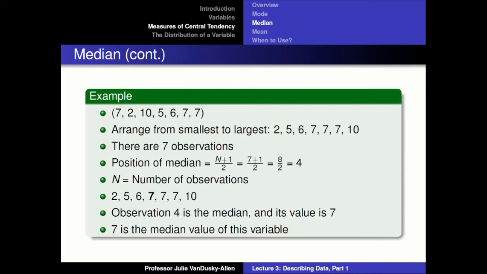There are 7 observations. The position of the median is n plus 1, and that value divided by 2. Recall that n is just the number of observations. So the position of the median is 7 plus 1, which is 8, and that number divided by 2, so 8 divided by 2, which is 4. So observation 4 is the median, 1, 2, 3, 4, and its value is 7, so 7 is the median value for this variable.